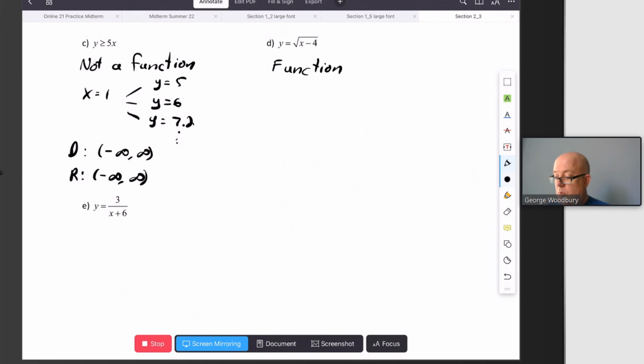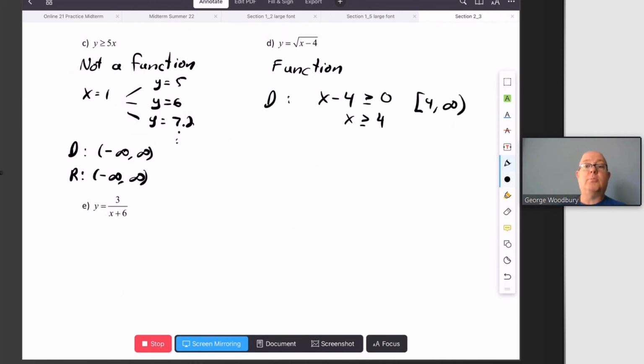For the domain, what we know is that the radicand, what's inside that square root, in order to produce a real number, has to be greater than or equal to 0. So that means that x has to be greater than or equal to 4. And in interval notation, that's 4 comma infinity with a square bracket on the 4. For the range, the lowest that this function can give us is 0. When x is 4, we would get the square root of 0, or 0. Everything else is bigger than that. So the range is square bracket 0 comma infinity.